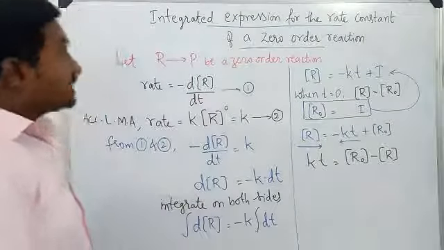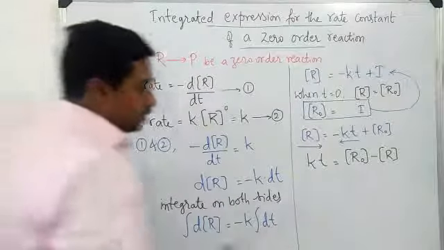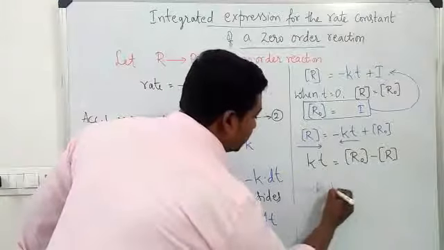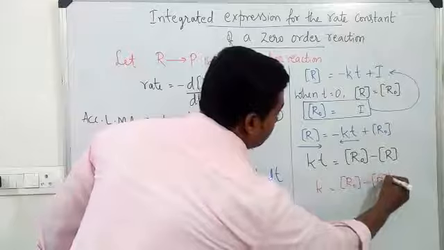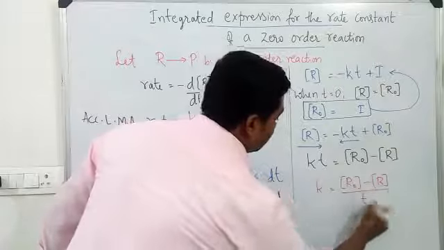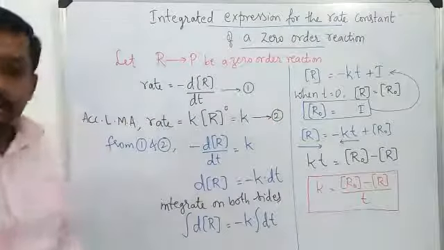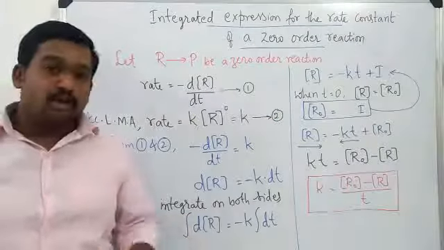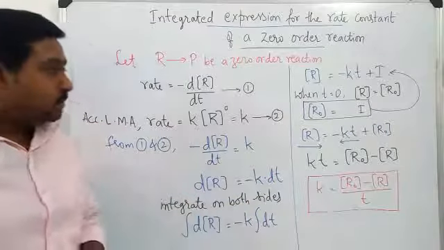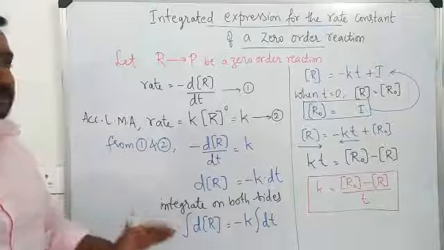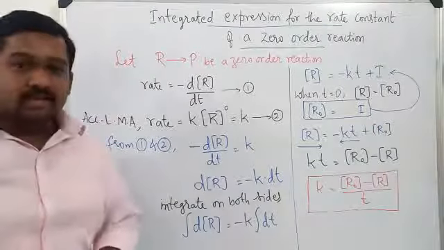Finally, we wanted the integrated expression for the rate constant. So K I want to know. Therefore, K is equal to R0 minus R divided by t. This expression is the expression for rate constant of a zero order reaction. K is equal to R0 minus R by t. Have a look at the derivation once, and if possible take a snapshot of this, a screenshot of this. It will help you later.